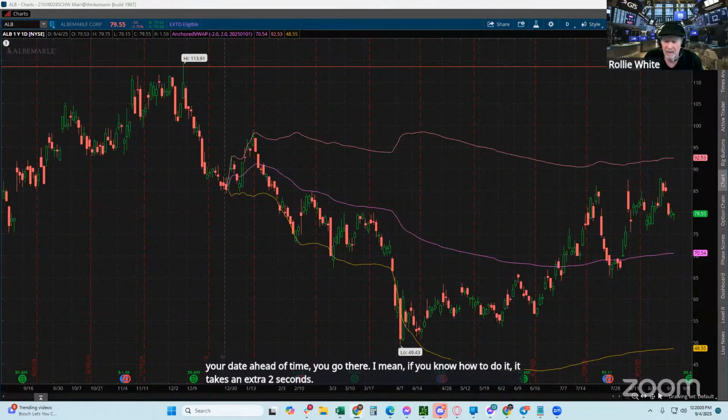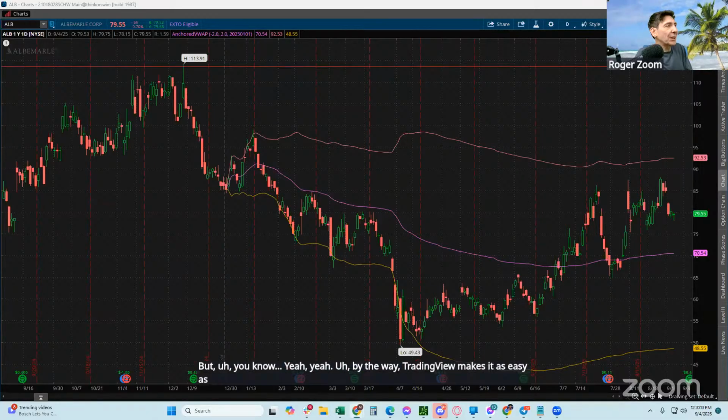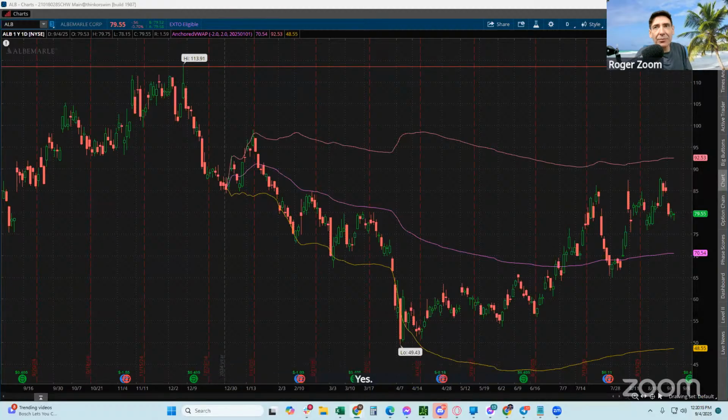And you can anchor to swing lows. You can anchor to swing highs. By the way, TradingView makes it as easy as TC 2000.